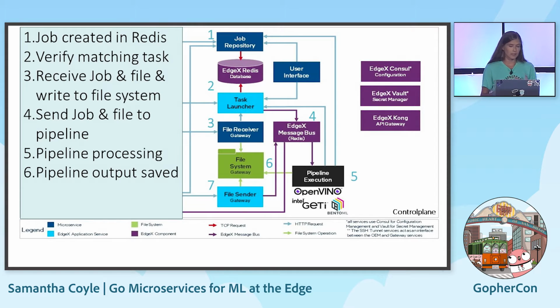We have, in step 6, the outputs saved to the file system on the control plane. And then step 7, transfer that back. So this is our architecture in a nutshell. We've covered the data plane, we've covered the control plane. So y'all want to see what that looks like together?